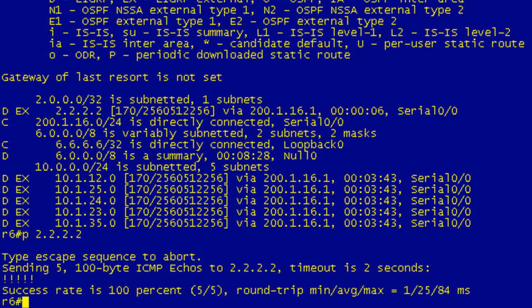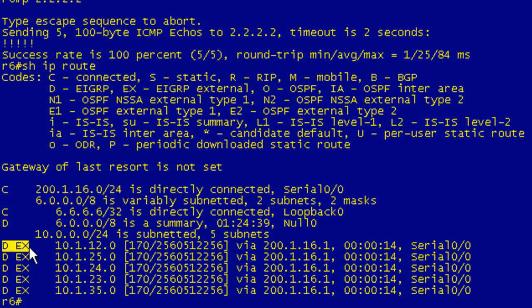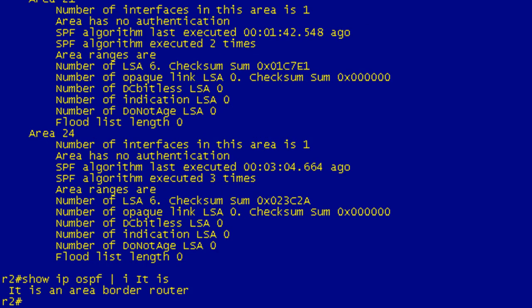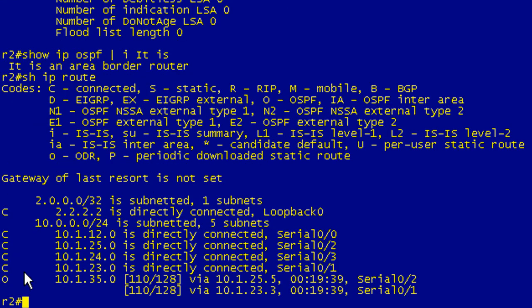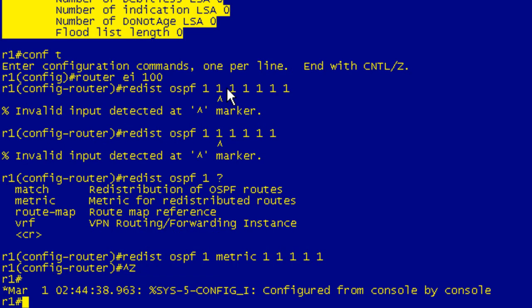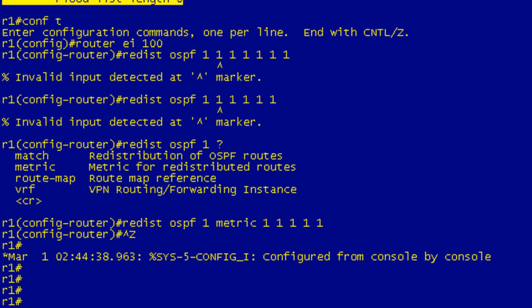And if I jump over to R6, which is my EIGRP router, I do a show IP route. These D EX routes, these external EIGRP routes, are routes that I'm learning from OSPF. But if I pop back over to R2 and do a show IP route, I don't have any. I would see O with an E, in this case E2, an external OSPF route. I'm not learning any routes in OSPF that have originated in EIGRP. The long way around is that even though I've got redistribution going, it's not going into OSPF.